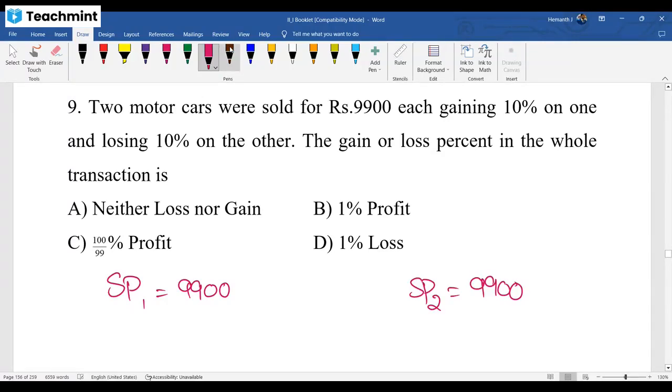And for the first one, how much gain? 10%. Second one, 10% loss. Or else take the first one 10% loss, second one 10% gain. It's your wish, no problem. One thing is gain, the other one is loss. You can take the first one loss, second one gain also. We'll get the same answer, no problem with that. First one 10% gain, second one is 10% loss.